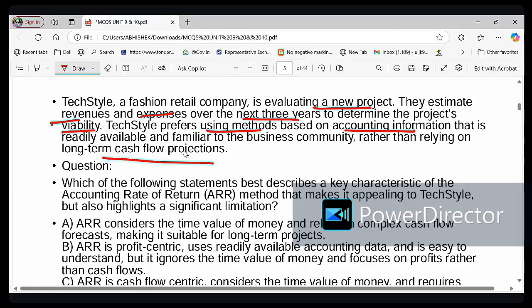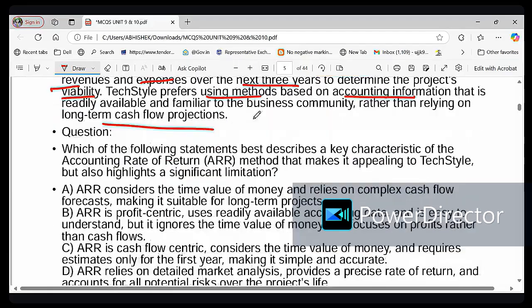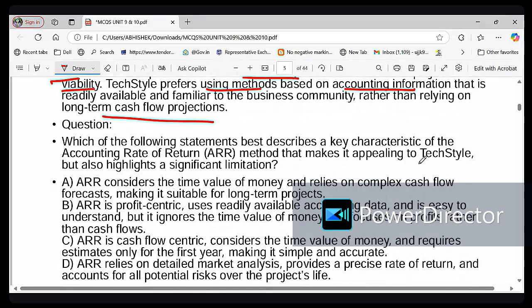Which of the following statements best describes a key characteristic of the accounting rate of return method that makes it appealing to Take a Style, but also highlights a significant limitation? So this question is about ARR, accounting rate of return.